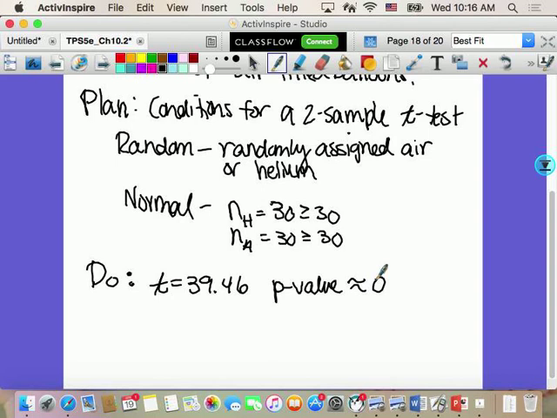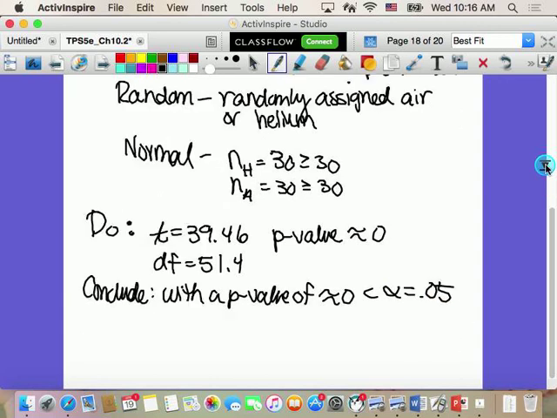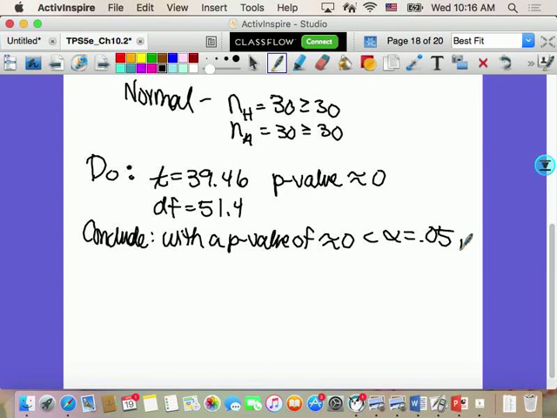What else do I need to record for a t-test? Degrees of freedom. And so we use our calculator to get that, and it is 51.4. So finally we conclude with a p-value of approximately 0, less than any reasonable alpha, but we'll use alpha equals 0.05 because it didn't tell us what to use. We what? Reject. We reject the H0.